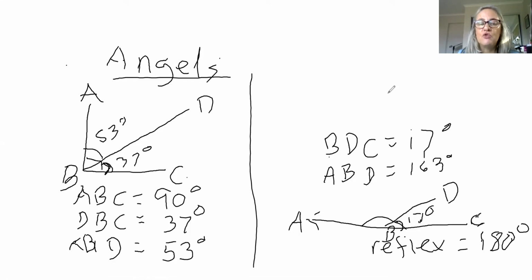So that should help out those kids that are in grade, well, supplementary and complementary angles are more, you know, late grade 6 to grade 7, I would suggest. And the other angles will be for grade 5, 6, 7, because they become familiar with those things.